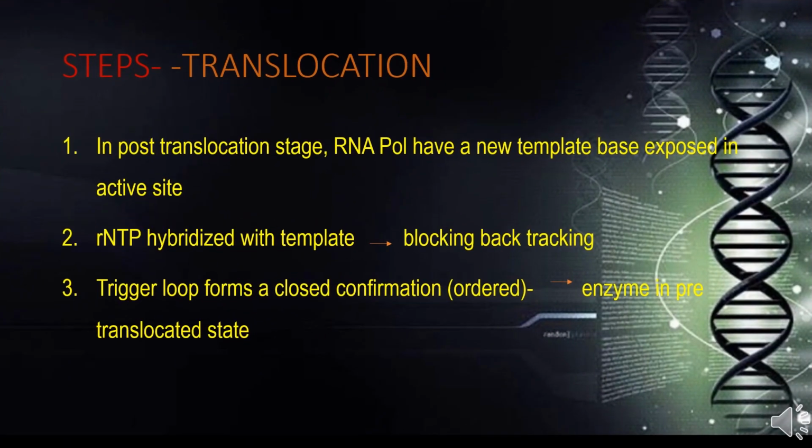Steps in translocation. In the post-translocation stage, RNA polymerase has a new template base exposed in the active site. This ribonucleotide hybridizes with the template, blocking the backtracking of RNA polymerase. The trigger loop then forms a closed conformation when rNTP, the ribonucleotide, binds with it. So it forms an ordered conformation. So the enzyme is in the pre-translocated state.